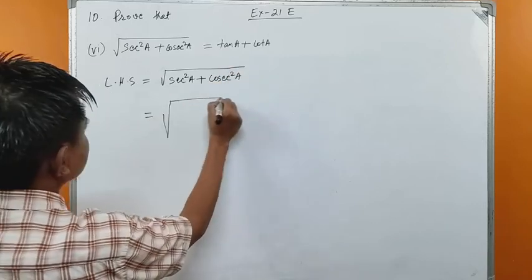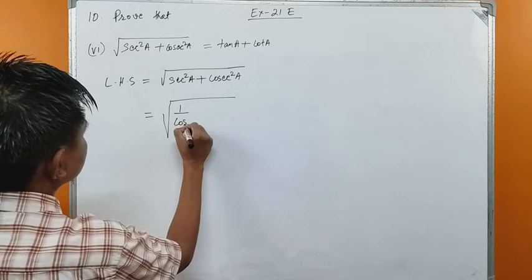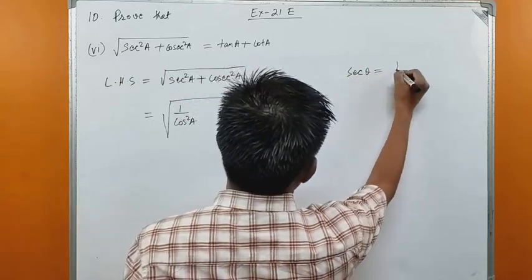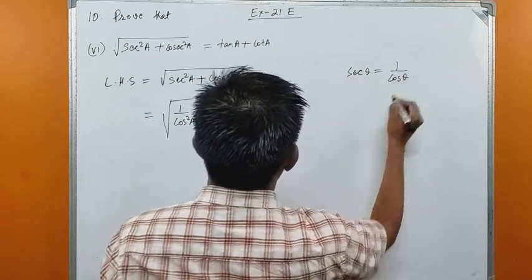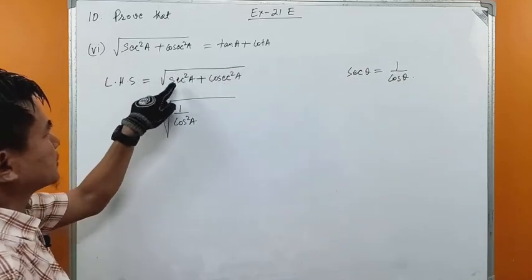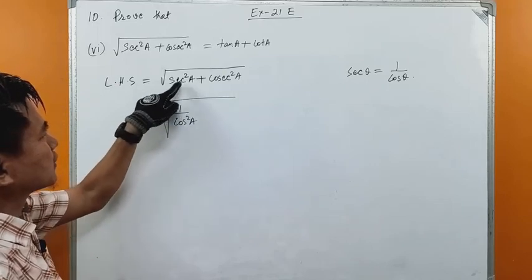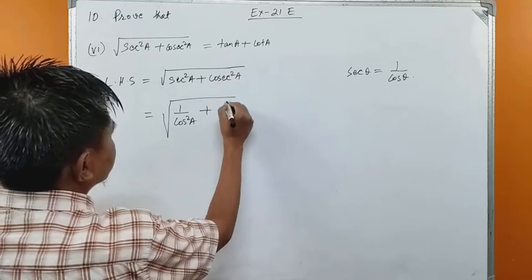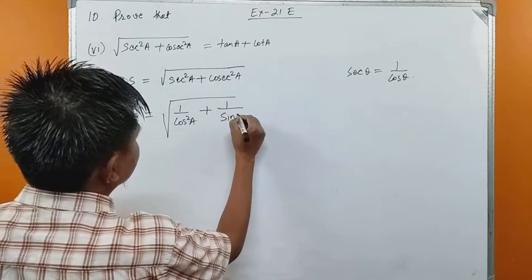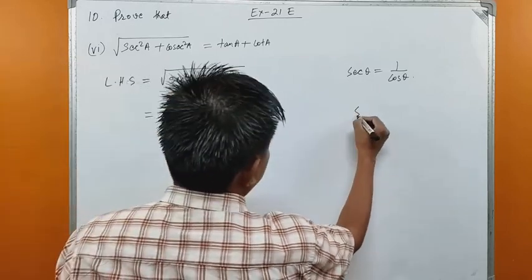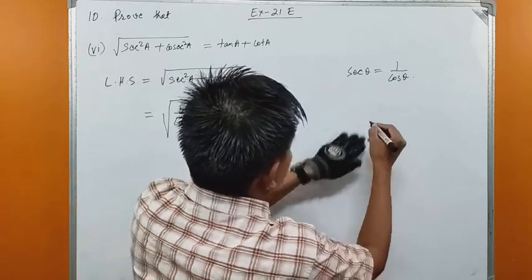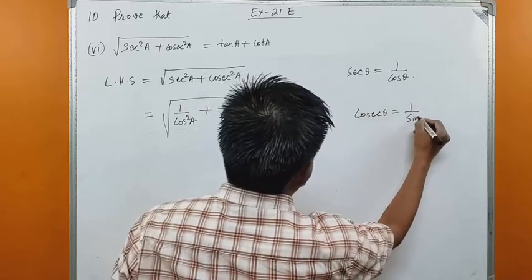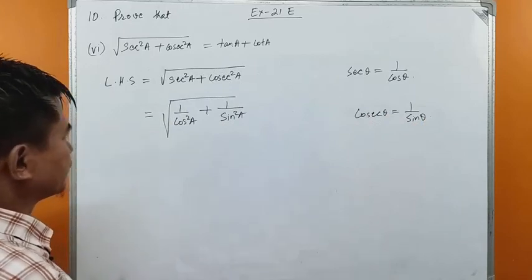So this can be written as 1 upon cos square A, isn't it? Because sec theta is the reciprocal of cos theta. So sec A can be written as 1 upon cos A. So sec square A is 1 upon cos square A. Similarly, cosec square A can be written as 1 upon sin square A, isn't it? Because cosec theta equals 1 upon sin theta. Sin theta and cosec theta are reciprocals of each other.